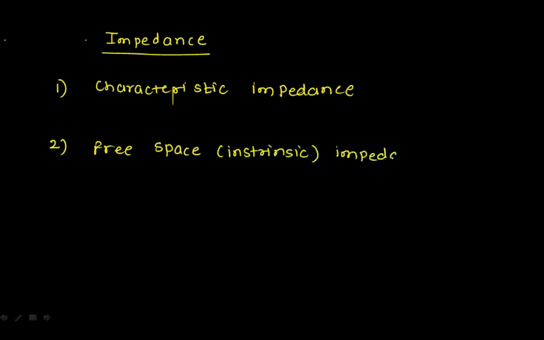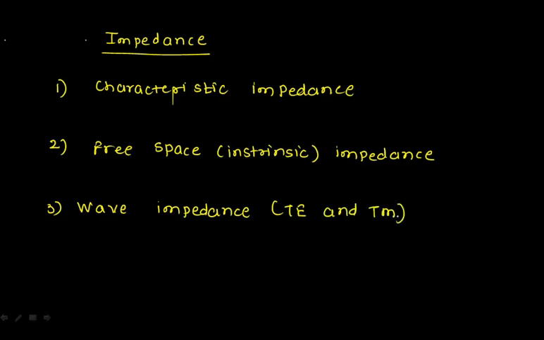And the third type of impedance I'm going to talk about today is the wave impedance. In this wave impedance, we're going to talk in more detail about the impedances associated with a TE and a TM wave, as we have already talked about these two types of analysis in the previous sessions. I'm not going to elaborate each and every impedance in depth, but I'll try to make you understand what you actually mean by this particular impedance. So I'll start my session with the characteristic impedance.